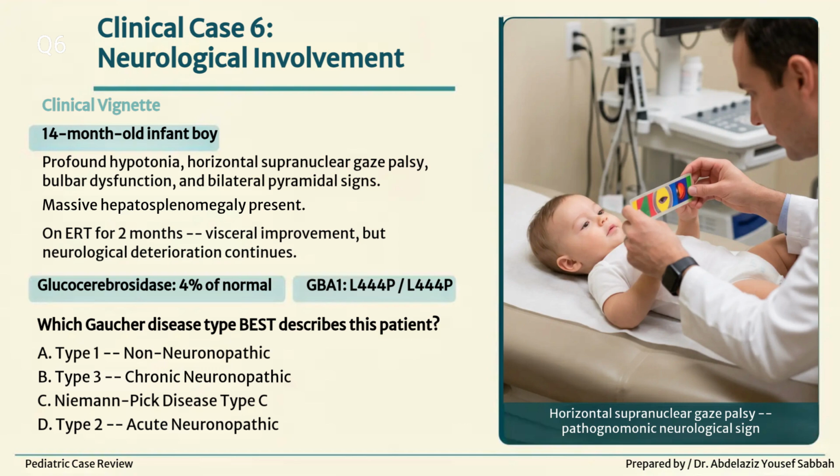Option A, type 1, non-neuronopathic. Option B, type 3, chronic neuronopathic. Option C, Niemann-Pick disease type C. Option D, type 2, acute neuronopathic.